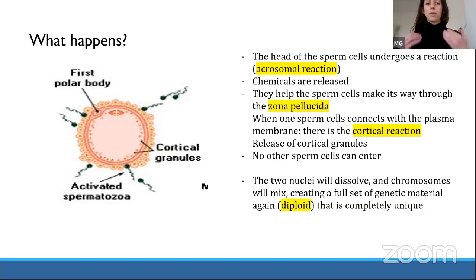Then the head of the sperm cell enters the oocyte, and the 2 nuclei will dissolve and the chromosomes will mix. This is very important because some textbooks say that the nuclei fuse. They don't actually fuse. The membrane dissolves and then it rebuilds itself eventually, when the new material is created. So they don't fuse, they dissolve. And this will create a full set of genetic material: half a set from the mom, half a set from the dad, and it creates a new full set of material, which we call diploid, that is completely unique.